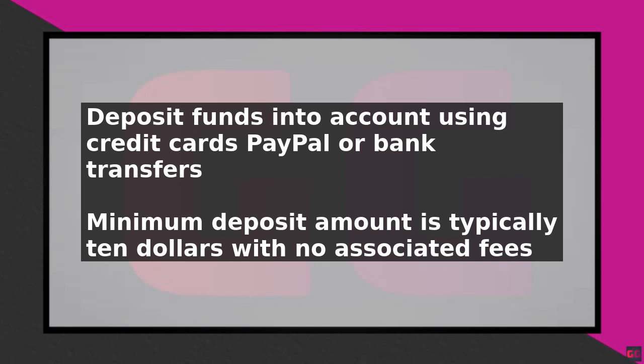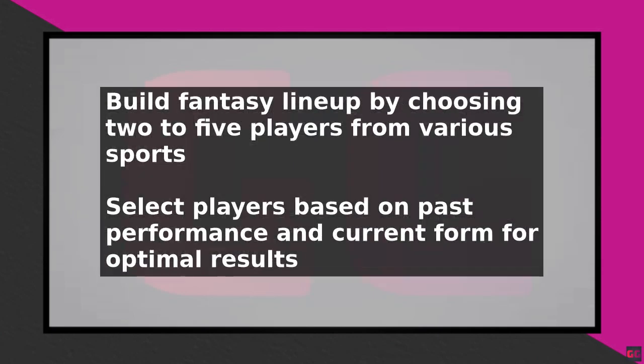When selecting your players, you will need to consider their past performance, current form, and other factors that may affect their performance. You will also need to decide on the type of picks you want to make, such as over or under on a player's statistics. Once you have selected your players and made your picks, you will need to submit your lineup and wait for the games to be played.